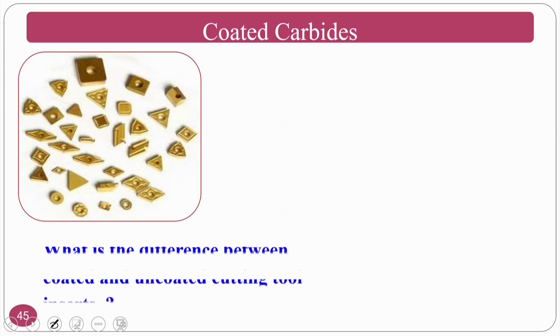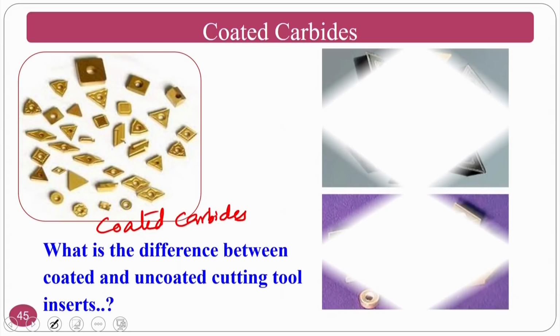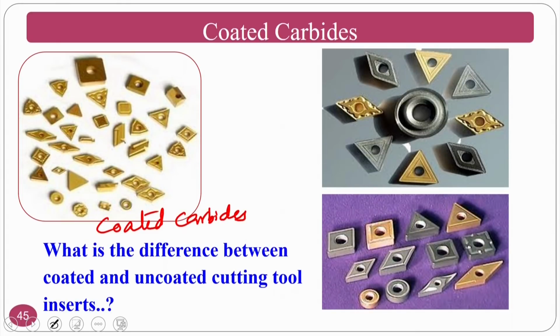We see the coated carbides. What is the difference between coated carbide and uncoated carbide? Normally these are the coated ones. Okay. What is the difference? Normally if you see, this is the uncoated one, and this is the coated one. Okay. You can see normally it is a gold color, as the coating is done on this one.